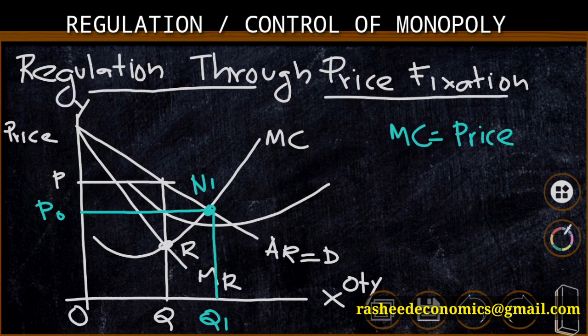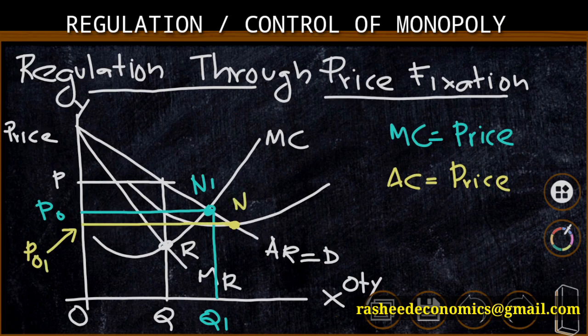Another method of controlling the monopoly through price fixation is average cost pricing. That means price of the commodity will be equal to average cost. The output is identified at a point where average cost is equal to average revenue, and we will be having a lower price OP1 and we are having a higher quantity at N2 equilibrium point, that is OQ2.